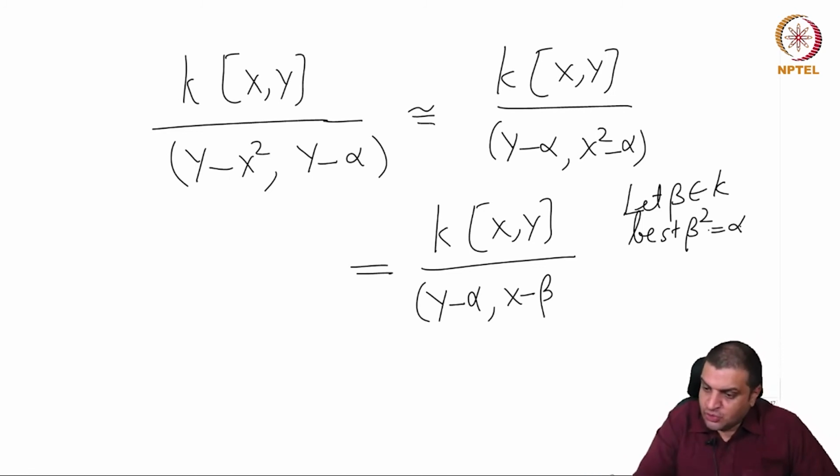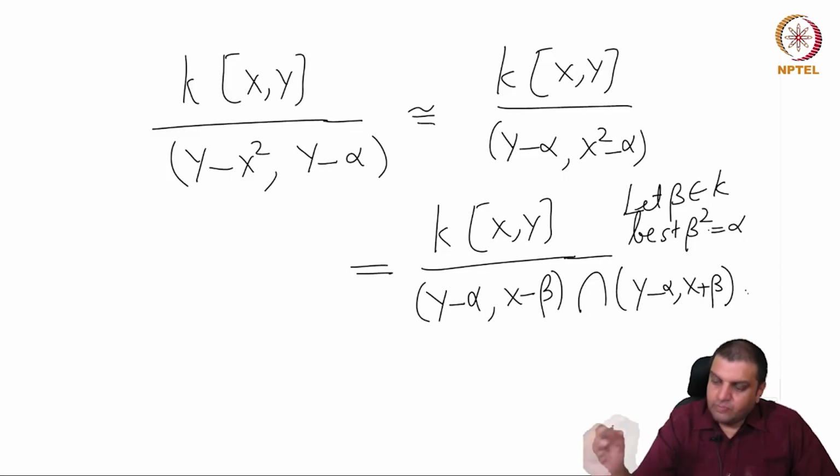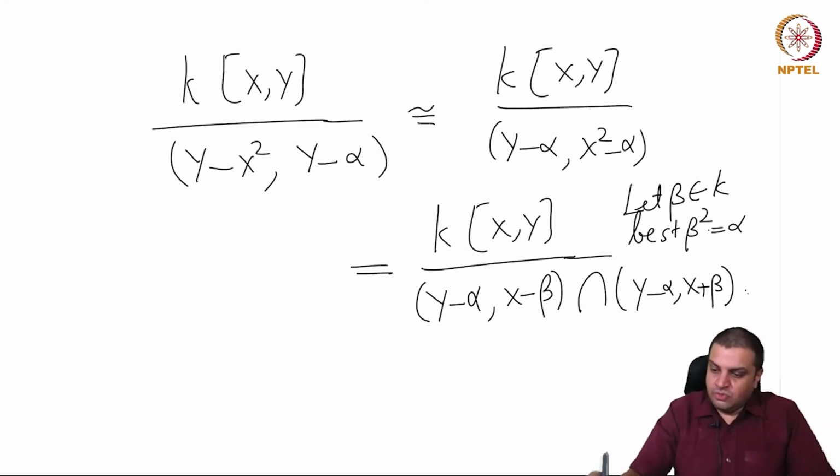So x squared is alpha, which says that x squared is beta squared, and it has two solutions. Let's say we are in complex numbers, so it has two solutions: x plus beta and x minus beta. Even if you are in characteristic 2, it will have one solution of multiplicity 2, so the description of the ideal will be different. That is the only case. So this ideal decomposes as y minus alpha, x plus beta, and x minus beta.